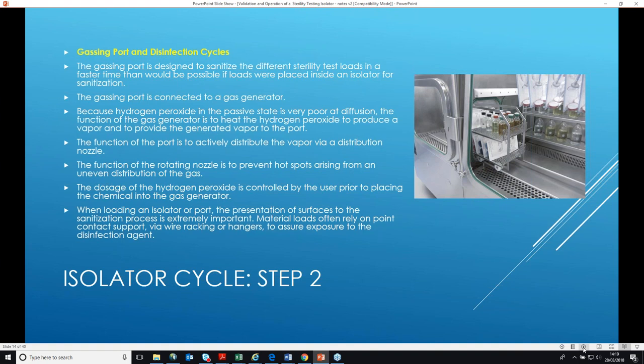When loading an isolator or port, the presentation of surfaces to the sanitization process is extremely important. Material loads often rely on point contact support, such as the use of wire racking or hangers, and this is necessary to assure complete exposure to the disinfection agent. A typical load will consist of final product samples, a sterility test kit, culture media for the test, rinsing fluids, and environmental monitoring test plates, all of the necessary elements to conduct the sterility test.